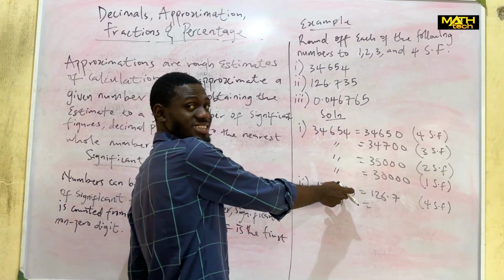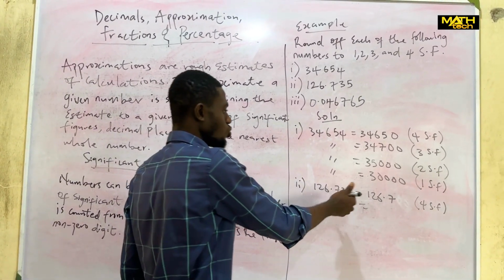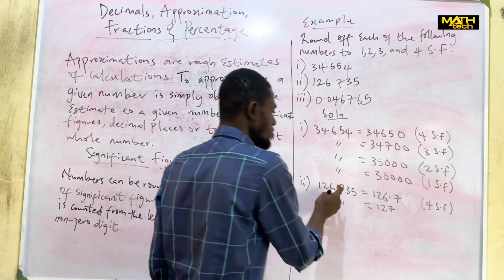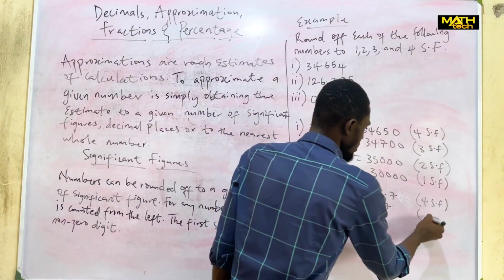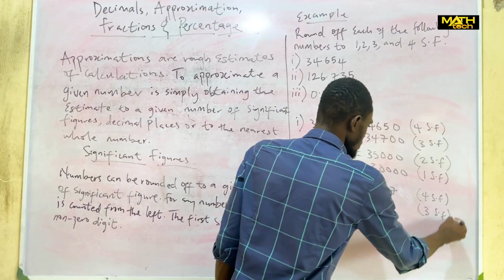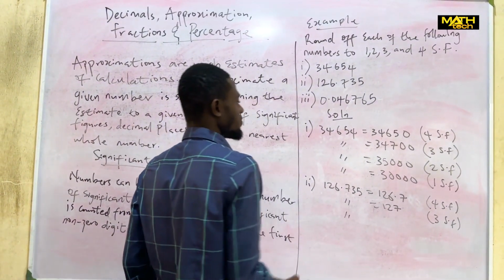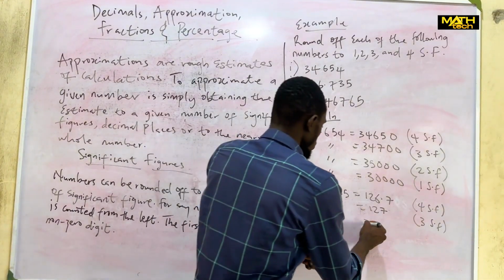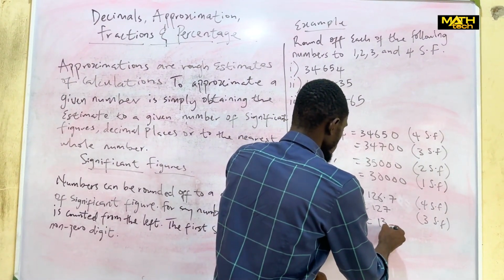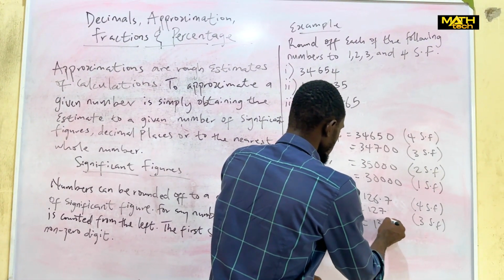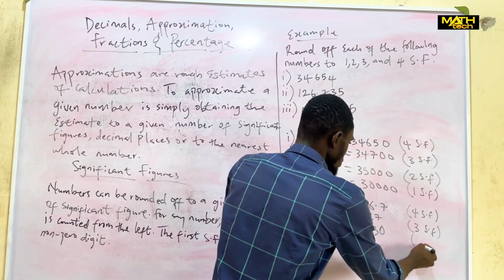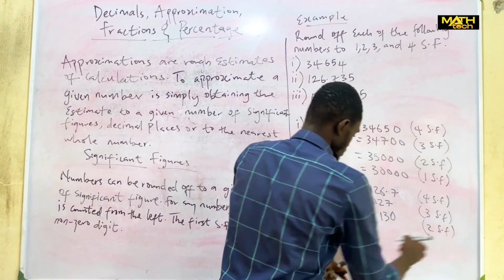The next value here is greater than 5. So we have it to be what? 1, 2, 7. And this is our 3 significant figure. For 2 significant figure, 1, 2, the third value here is greater than 5. So we have it to be what? 130. 130, and 2 significant figure.